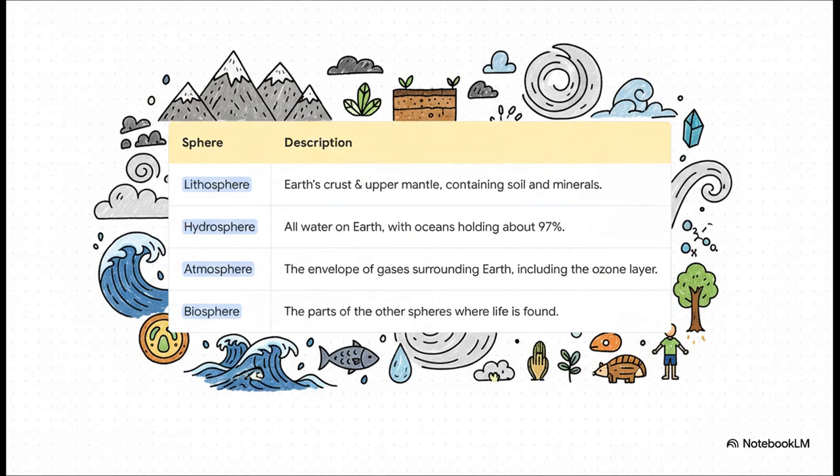Let's get a little more specific. The lithosphere, that's the solid ground, the crust. The hydrosphere is all the water, and it's just wild to think that 97% of it is in our oceans. The atmosphere is that super thin, vital blanket of gas that protects us, thanks to things like the ozone layer. And then there's the biosphere. It's not really a separate sphere, but something way more interesting.